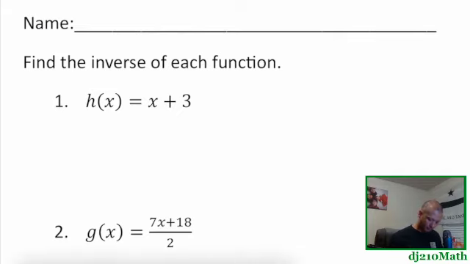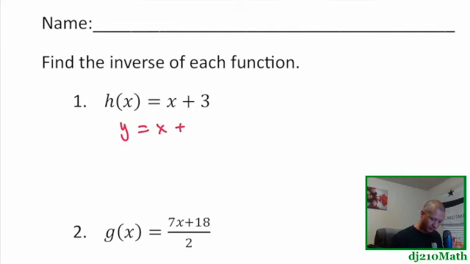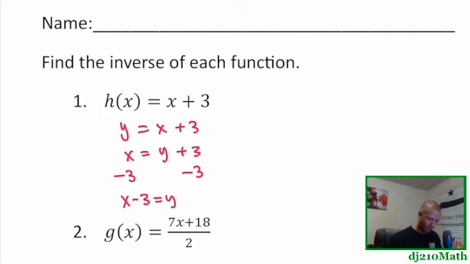So step one, y equals x plus 3. Swap x and y. Solve for y. So x minus 3 is equal to y. And then the last step, change the notation of y to f inverse.